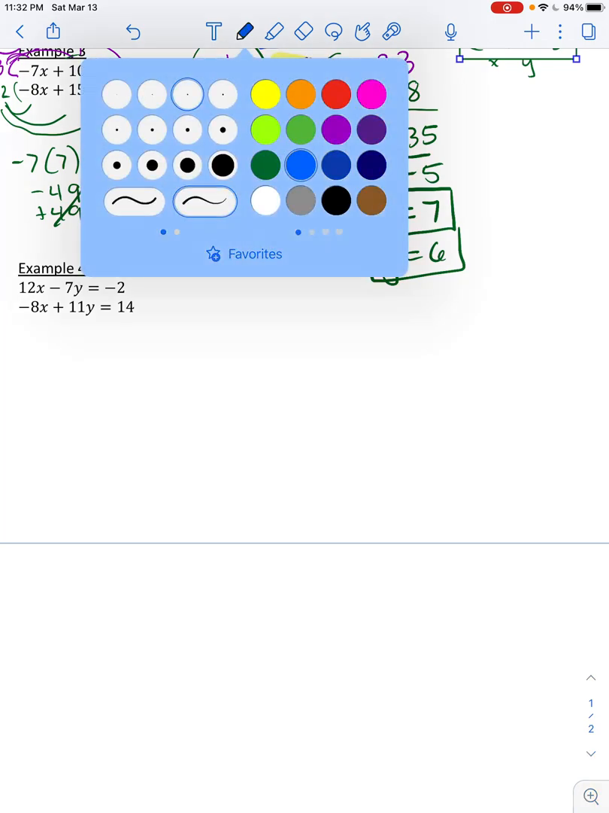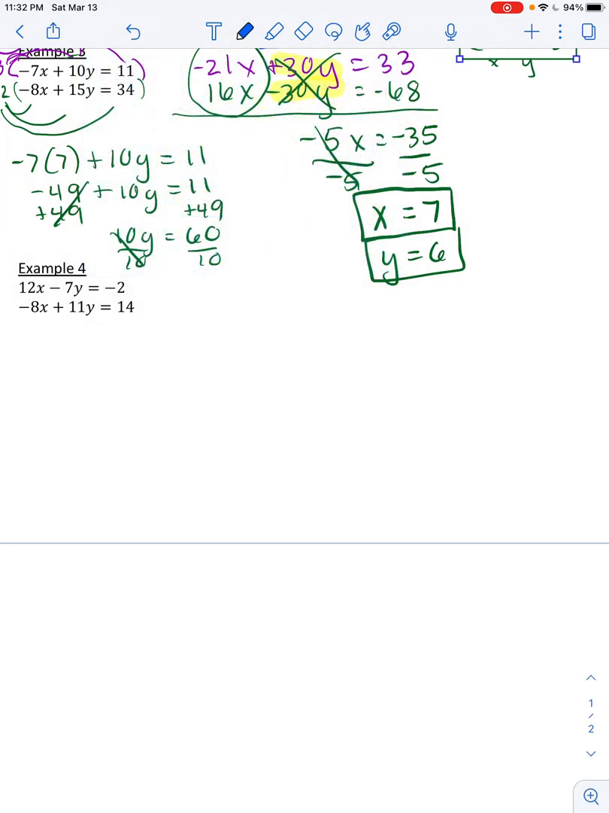All right, let's try one more. This is kind of tricky. Looking at your numbers, wowza, 7 and 11. All I can think of is 77. That seems huge. So 12 and 8, think about 12 goes into 24, and so does 8. So that seems easier than 77. So that's going to be what I choose to match up. So I'm thinking over here, I'm going to be trying to create a plus and a minus 24x.